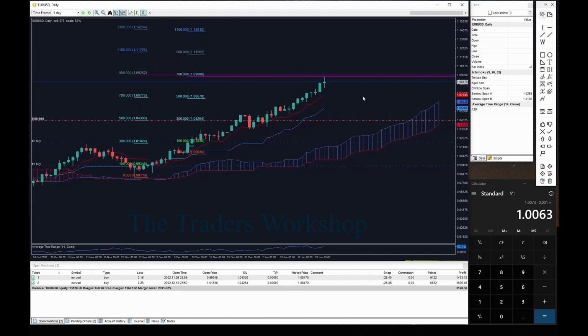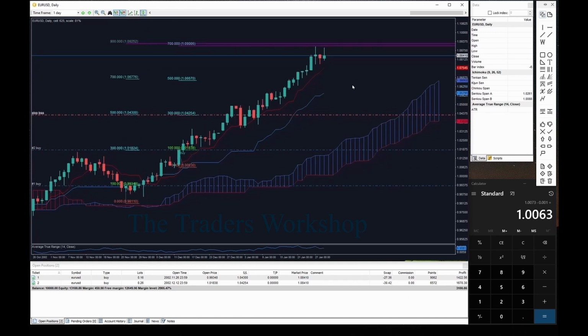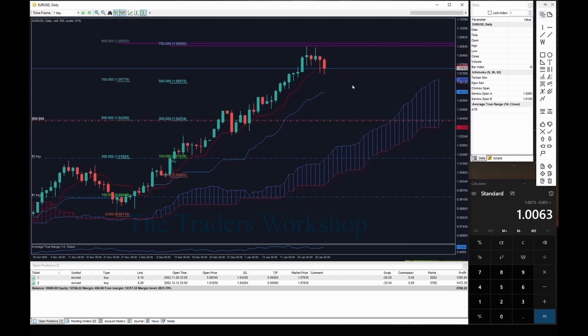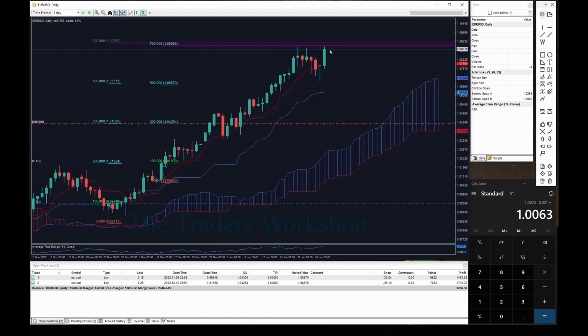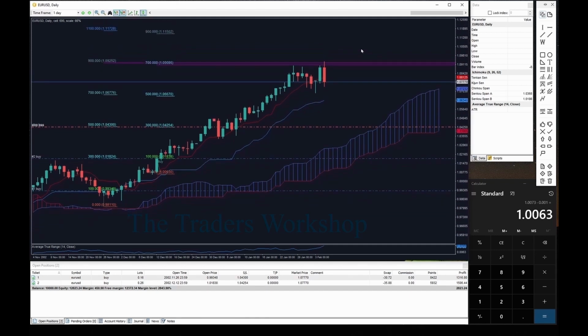Let's check if we hit a level. Not yet. How about this one? No, not yet. Okay, this time, both levels were hit by this big bearish candle. Level 900 of the first position was hit, and level 700 of the second position was also hit.